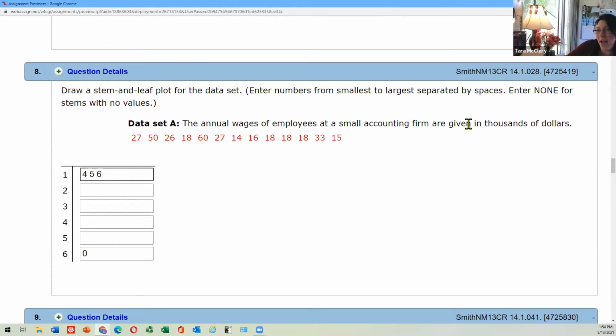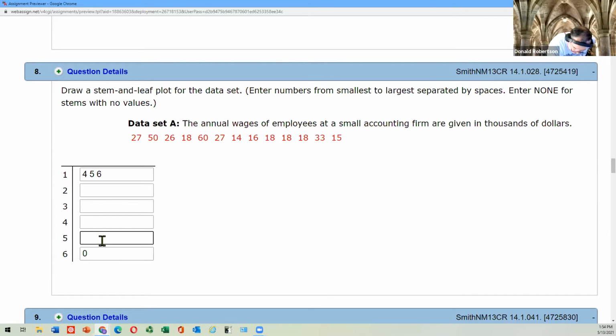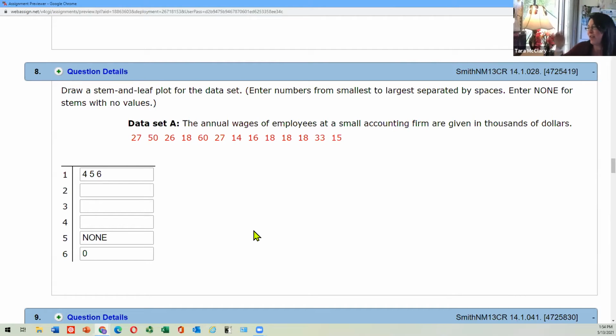Oh, never mind. I just found a thing. So actually, if there's none on there, you have to write none. I was trying to get it done, but I wasn't following their instructions. It says enter none for stem values if there is none.